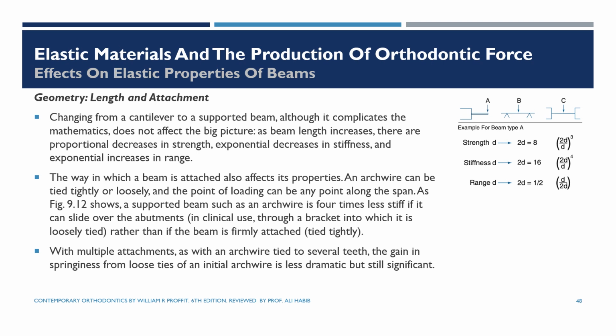But we should consider it when we tie wires if we want to have more strength or less stiffness, and less strength and more range, so we can control the desired property of the wire at that position by modifying the length, modifying the cross section, as well as the point or the method of attachment of tying the wire into the brackets.